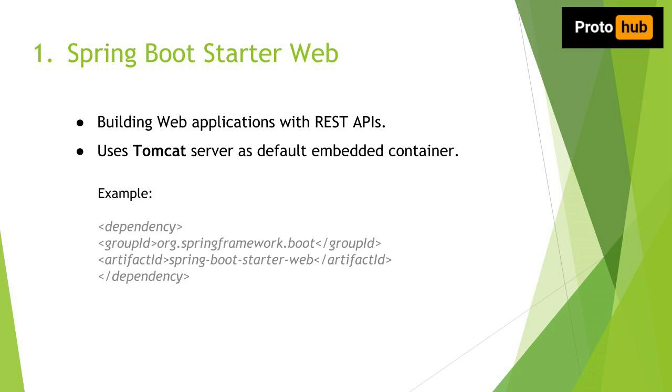The next popular dependency is Spring Boot Starter Web. It is used for building web applications, including REST API development. It is using Tomcat as the default embedded container. There are other servers like Jetty and Undertow, but Spring Boot by default uses Tomcat as the default embedded server.